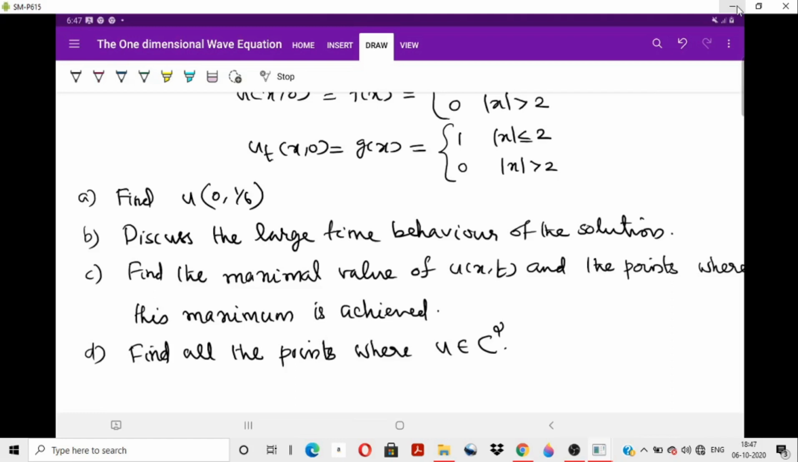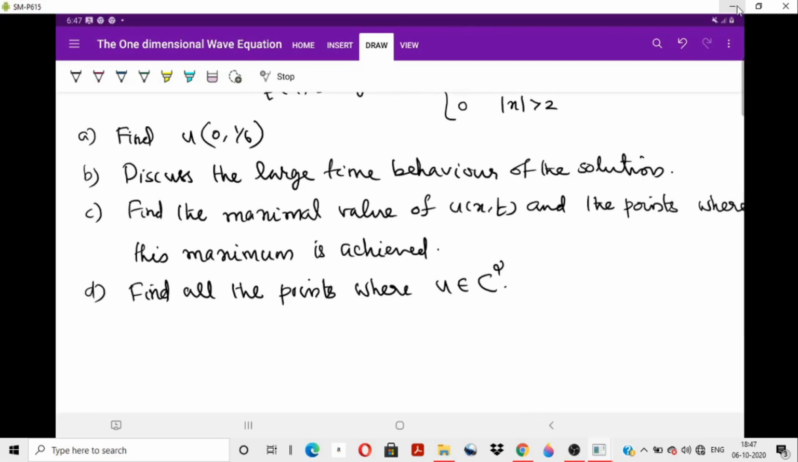Then the third question is to find the maximal value of u(x,t) and the point where this maximum is achieved. And the fourth problem is to find all the points where u belongs to C2. We have to find all the points where u is a twice continuously differentiable function. Okay, so let's do it one by one.